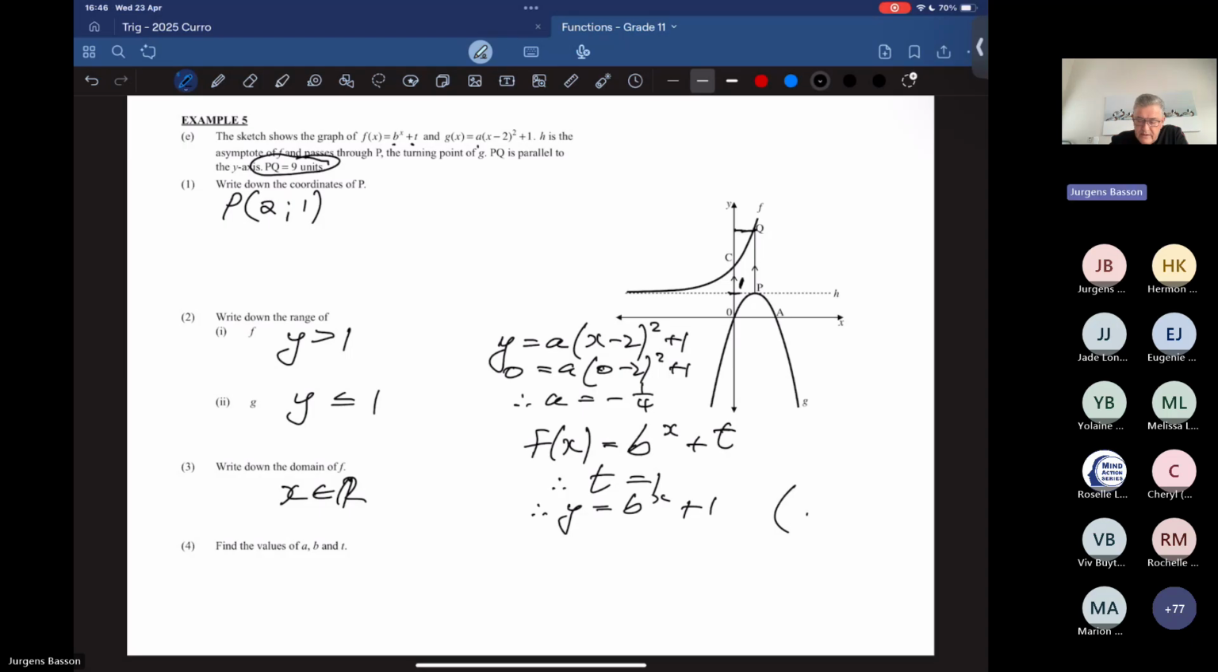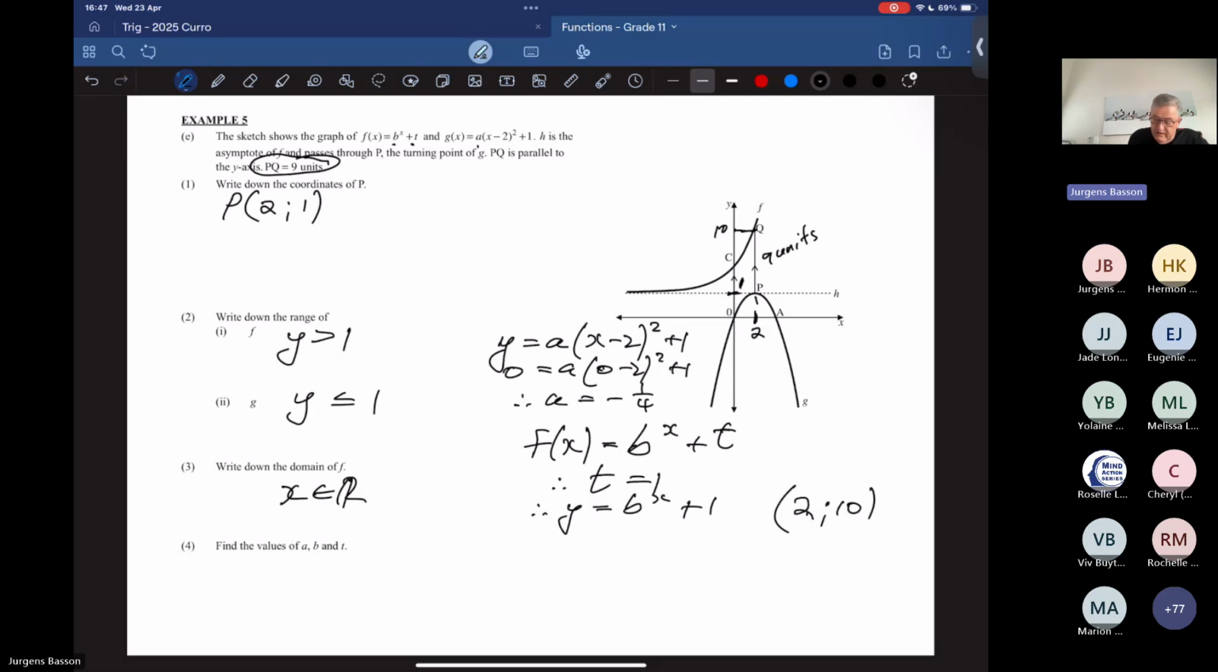So that distance, 9 units. This is at 9 units. So I think you will agree with me that the Y value will be 10. And the X value of the turning point is at 2. So this coordinate we can substitute as X is 2 and Y is 10. That was a little bit of a tricky one because they needed to look at that distance to get it.